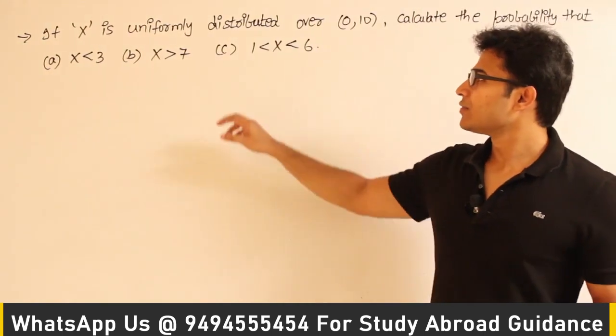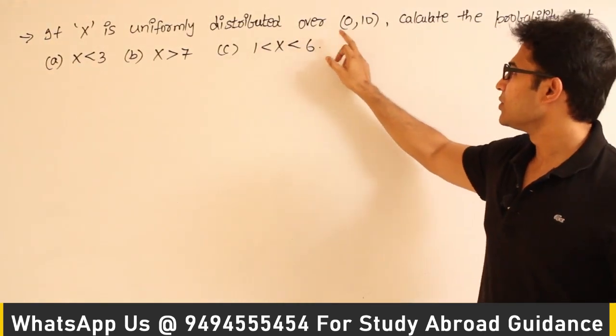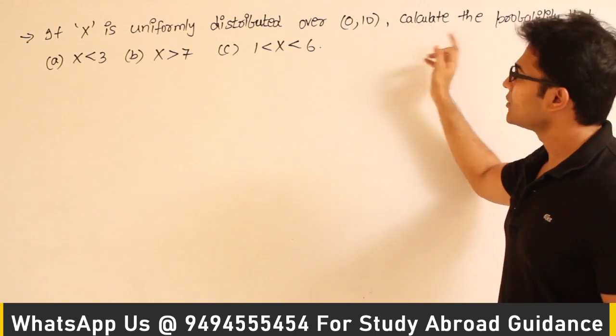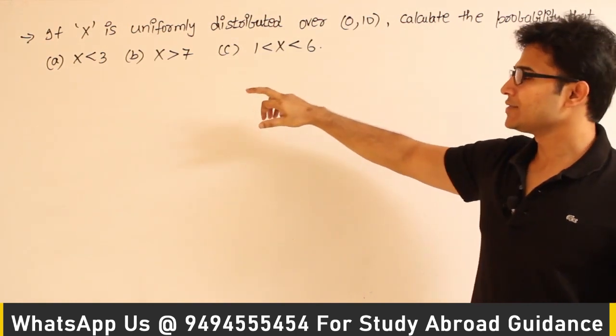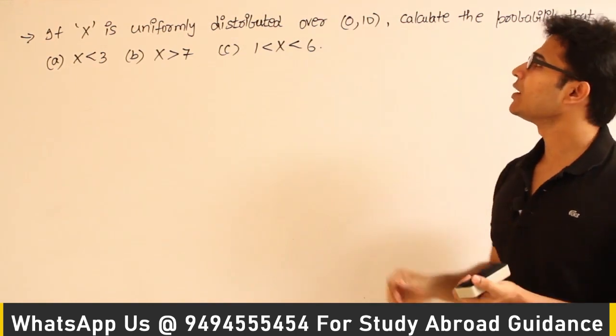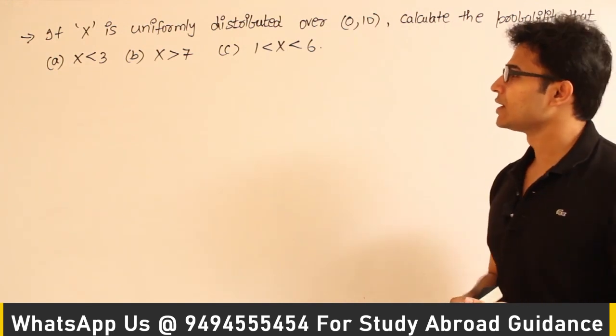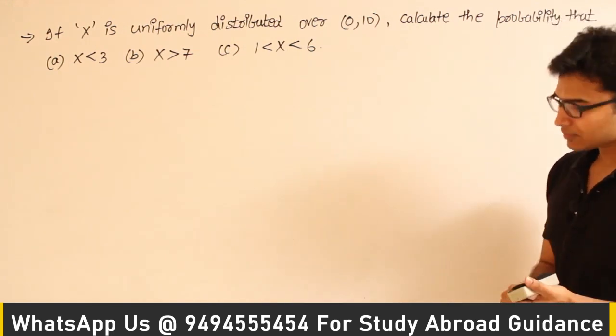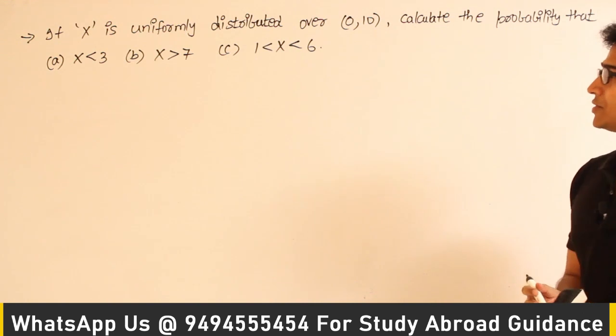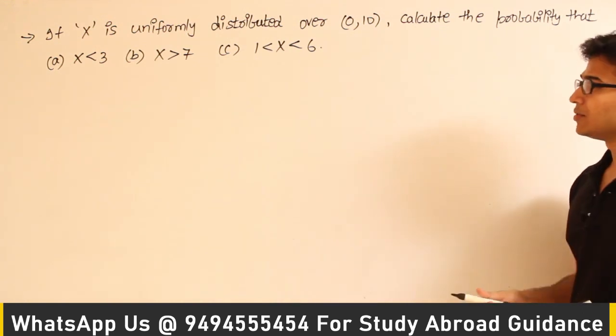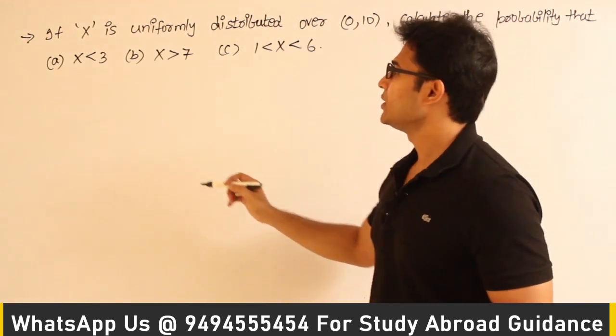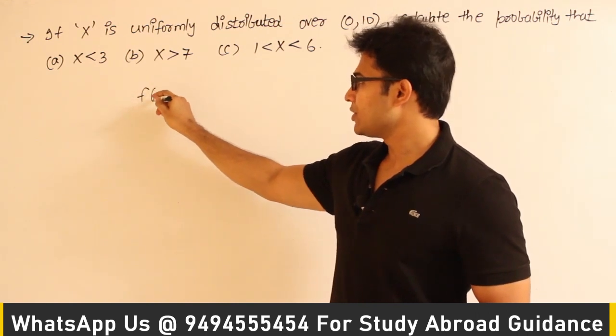See this one. If capital X is uniformly distributed over 0 to 10, calculate the probability that x is less than 3, x is greater than 7, and 1 less than x less than 6. So if you observe this, they are saying that it is a uniform distribution. Therefore, you should be able to find out its probability density function. Let us call it f of x.